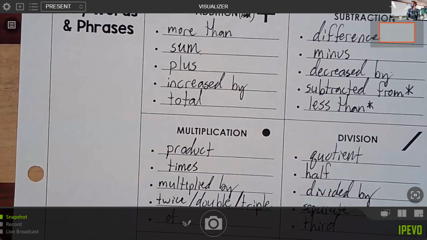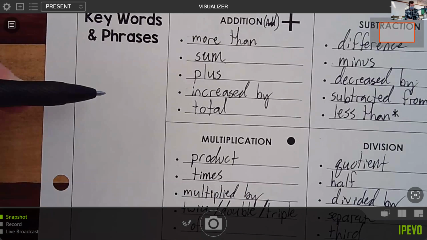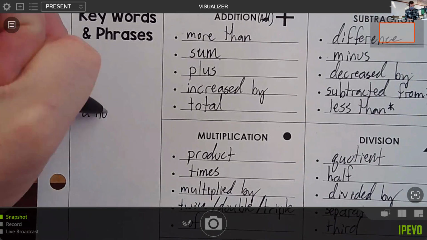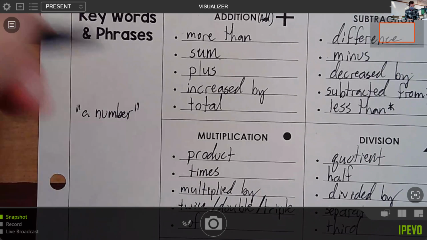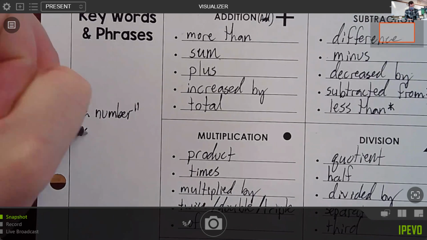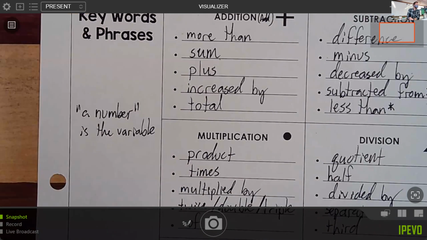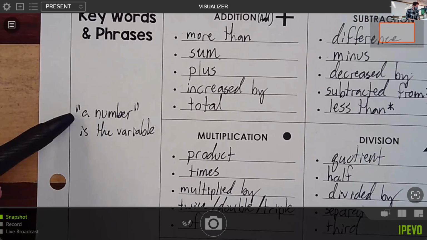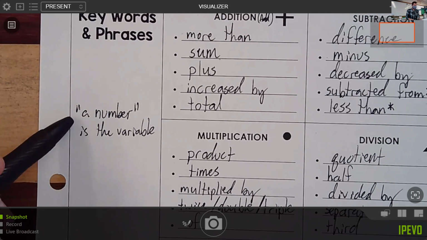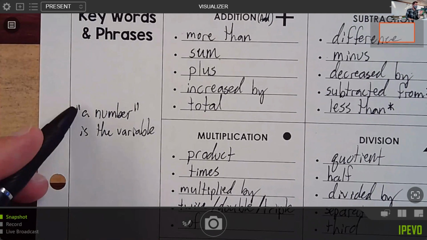Yeah, so off to the side here, under keywords and phrases, I'm going to say a number is the variable. And your variable could be A, it could be B, it could be X, it could be N, it could be whatever lowercase letter you want. But anytime you see a number, and I think every single one of these uses that phrasing, a number, it could mean any number. So that's going to be your variable.